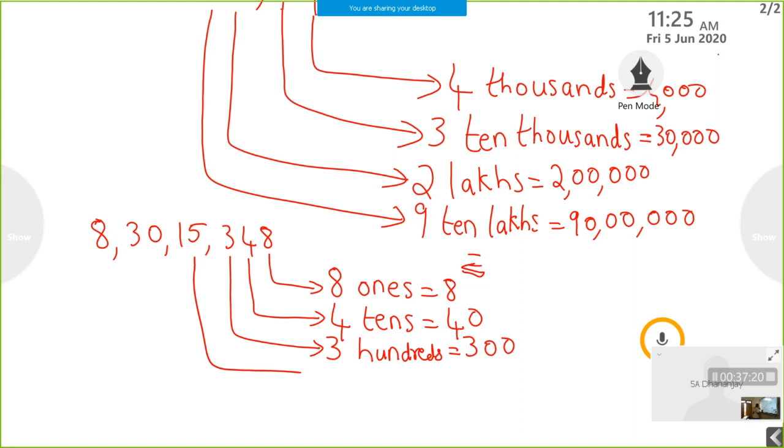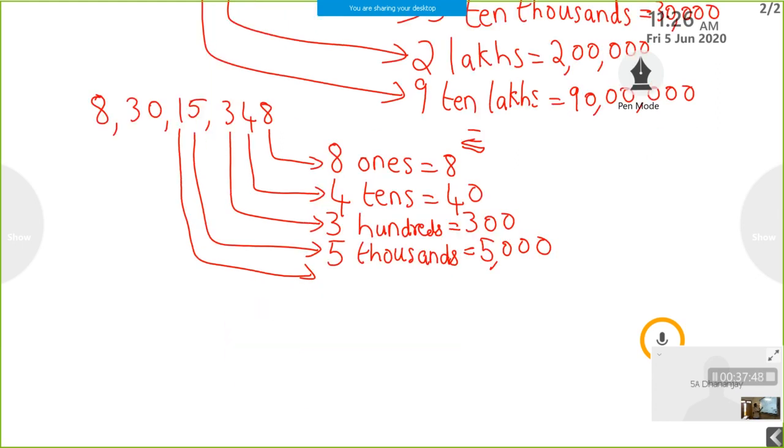Now coming to the next one, 5 belongs to which place? It belongs to thousands place. So the value is 5,000, and 5,000 can be numerically written as 5 into 1,000. It is 5,000. Now the next digit is 1.